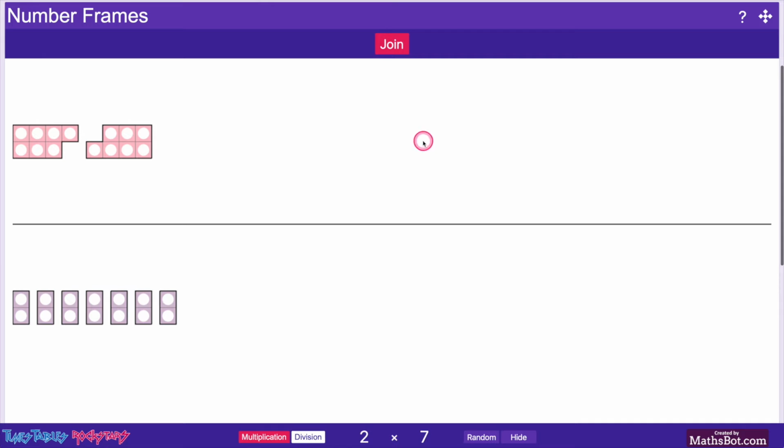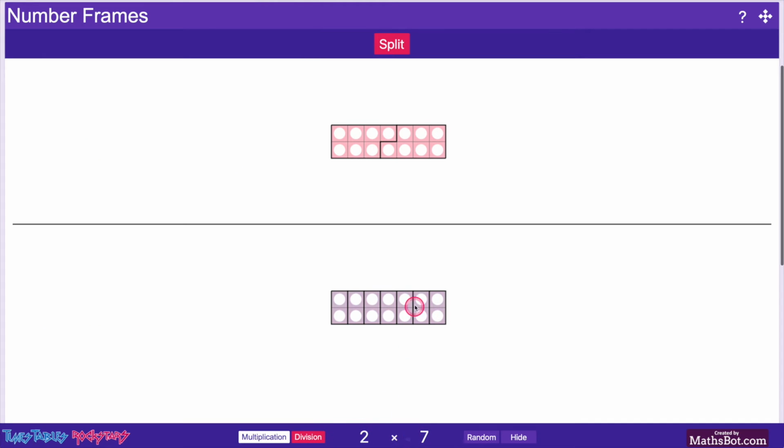Next is the number frame tool. This tool demonstrates how a number, 14 for example, can be split into two sevens or seven twos.